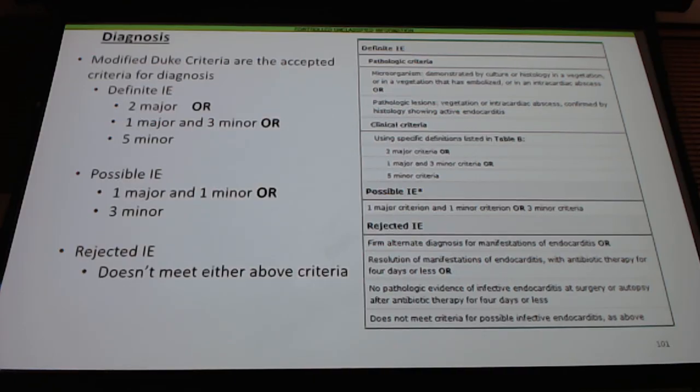Then we talked about the Duke criteria, or modified Duke criteria. Don't memorize what goes into it, but just recall that to diagnose somebody with definite infective endocarditis, you need either 2 major criteria, or 1 major and 3 minor, or 5 minor criteria. For possible, you go down 1 step, so 1 major and 1 minor, or 3 minors.